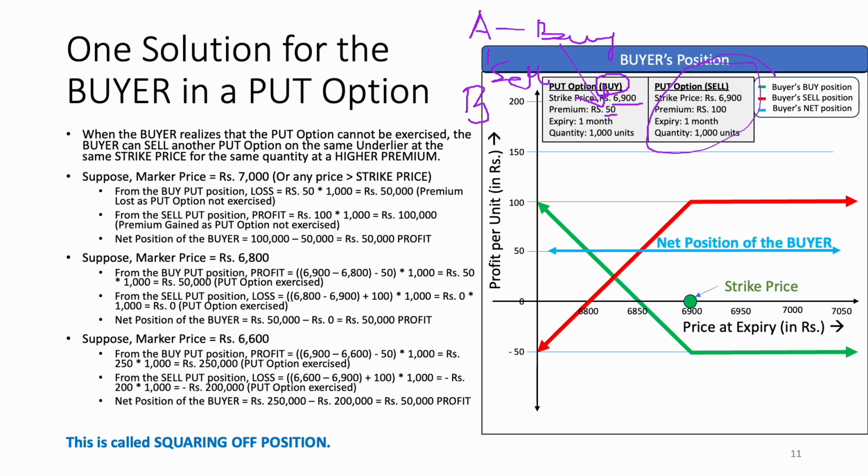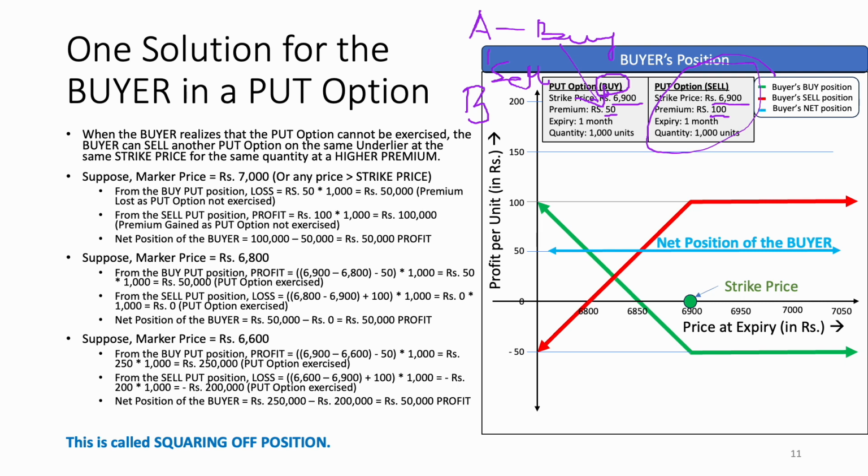So here what he will do is that he will keep the strike price the same, but he will make the premium more than the premium he has paid to buy the put option himself. So he will make a premium which is higher and keep the other terms and conditions the same.